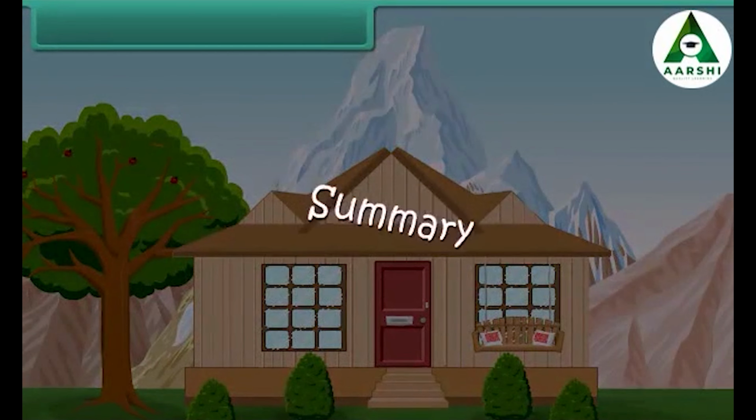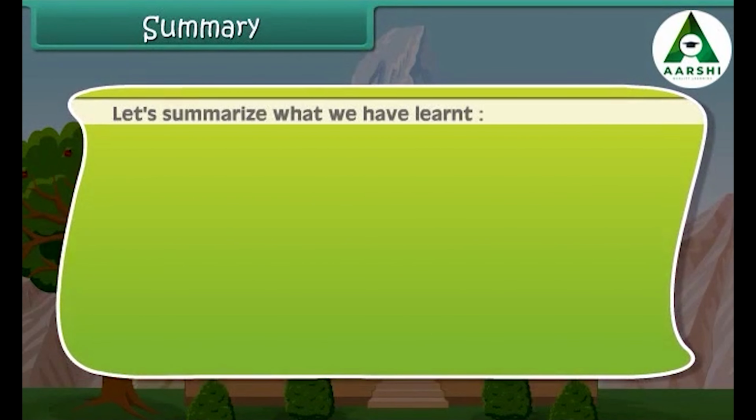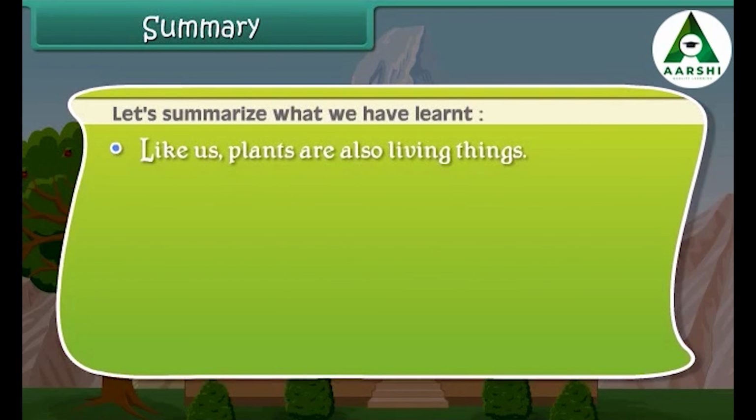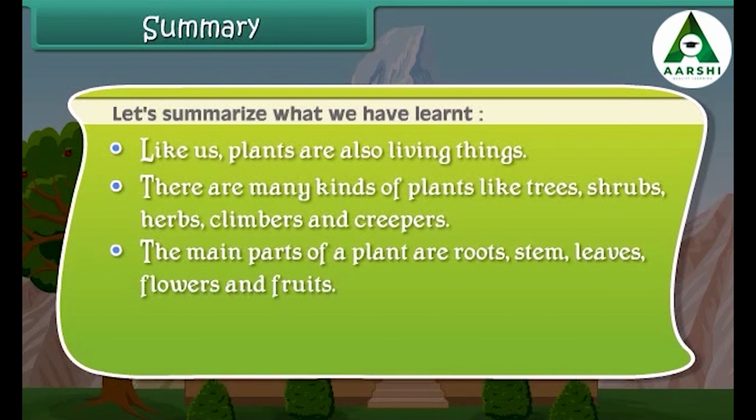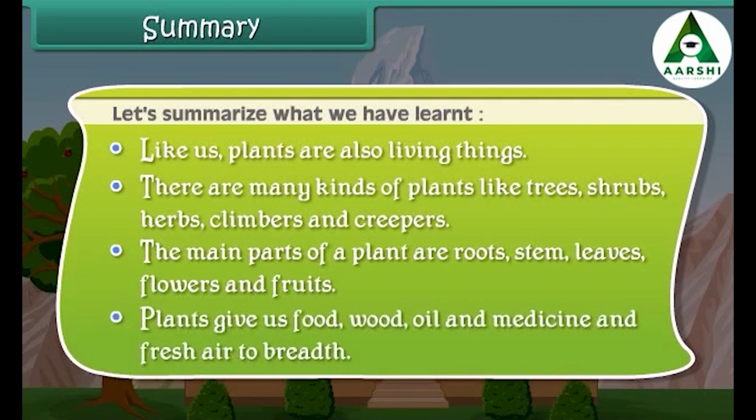Summary. Now friends, let us summarize what we have learned so far. Like us, plants are also living things. There are many kinds of plants like trees, shrubs, herbs, climbers and creepers. The main parts of a plant are roots, stem, leaves, flowers and fruits. Plants give us food, wood, oil, medicine and fresh air to breathe.